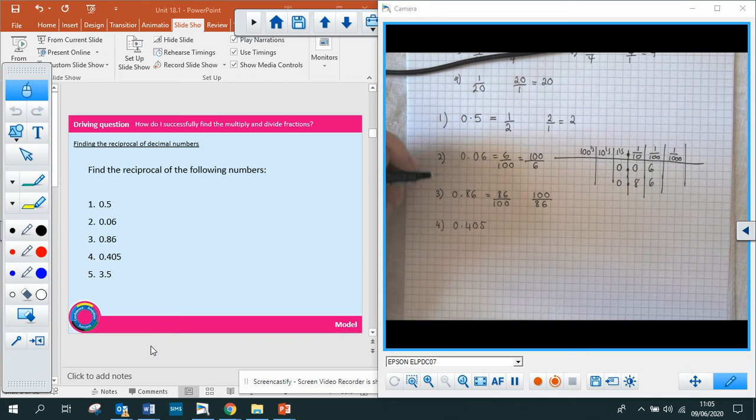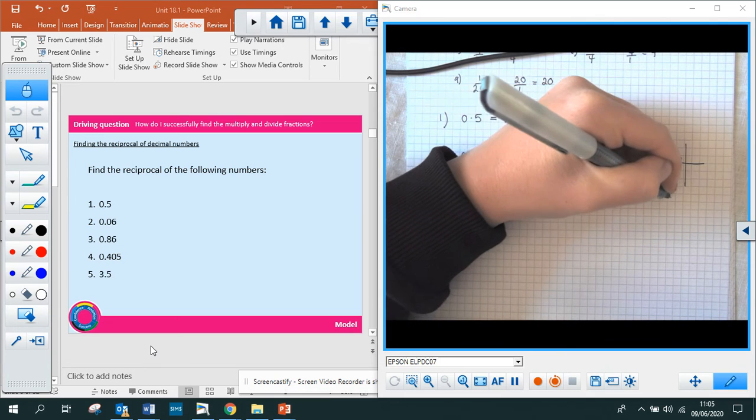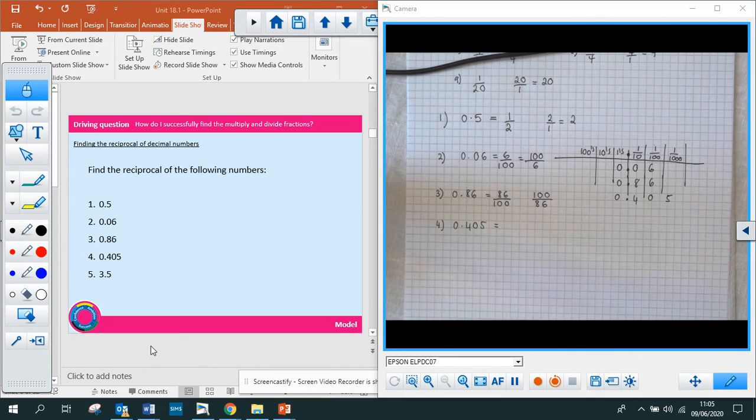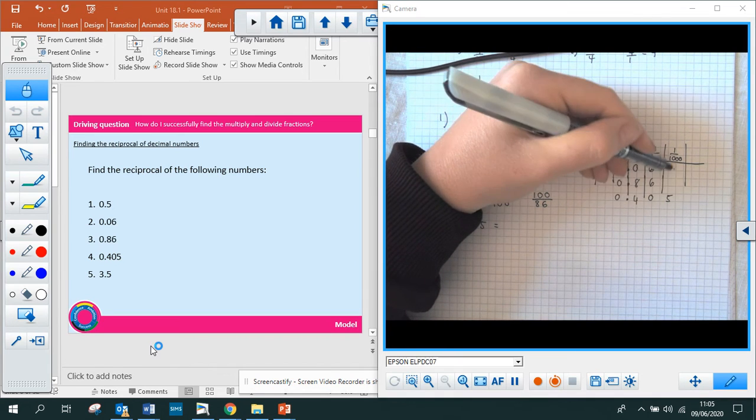Okay, number 4, we've got 0.405. I need that as a fraction first. So if I put it here, 0.405. What column does it end in? It ends in the thousandths column. So I have 405 over 1,000.